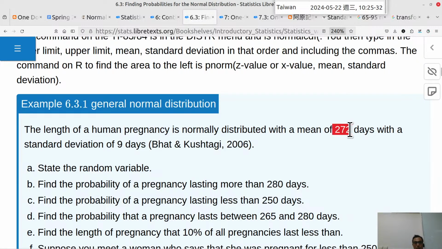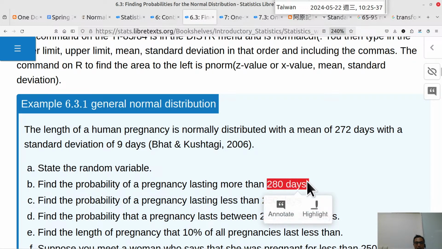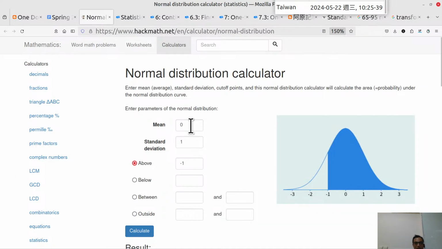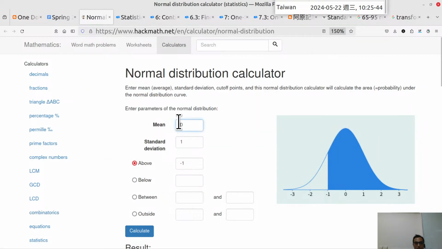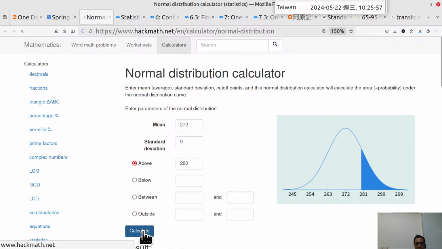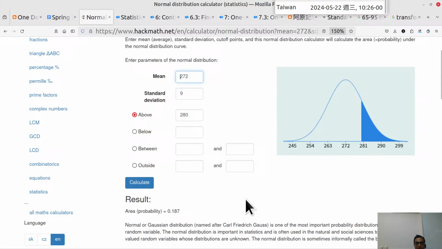The mean is 272. The standard deviation is 9. What's the probability of more than 280 when I use this? The mean is 272 days, the standard deviation is 9 days, and above 280, calculate. Okay, the result is 0.187. So please go to my website here.